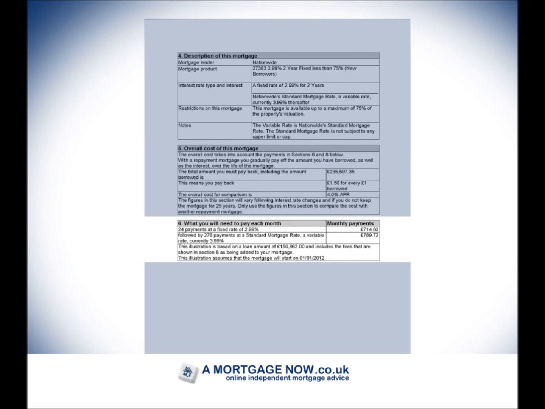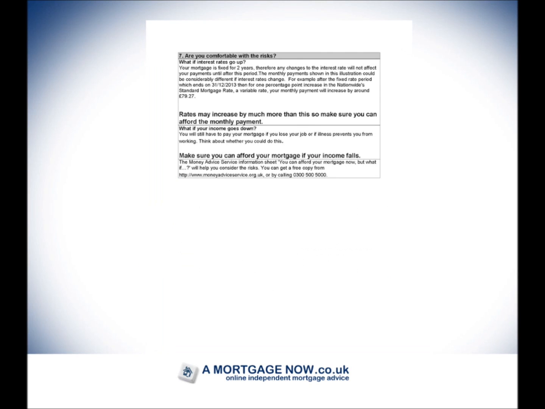Section 6 sets out your monthly payment. Often, as in this case, you will see more than one line. The first line refers to the initial monthly payment, and the second line the ongoing monthly payment once the initial product rate has ended. Section 7 is intended to make sure you are clear of the effect on your monthly payments if interest rates were to rise. This section notes the increase in your payment based on a 1% increase in the pay rate.